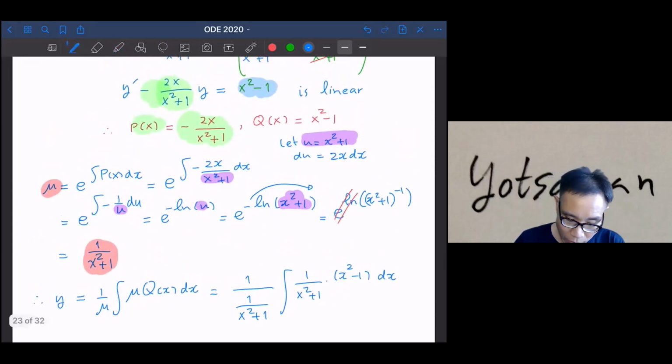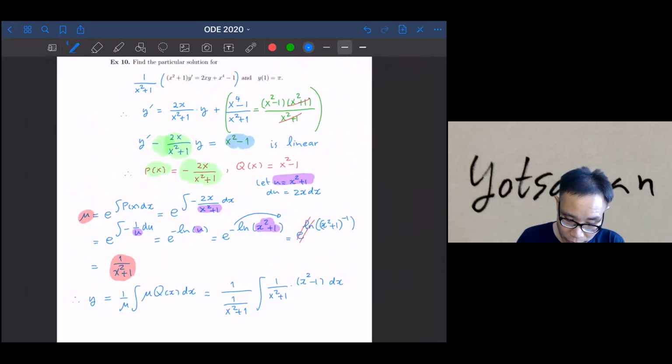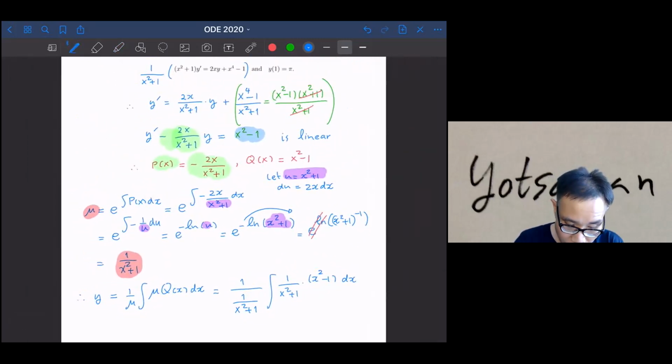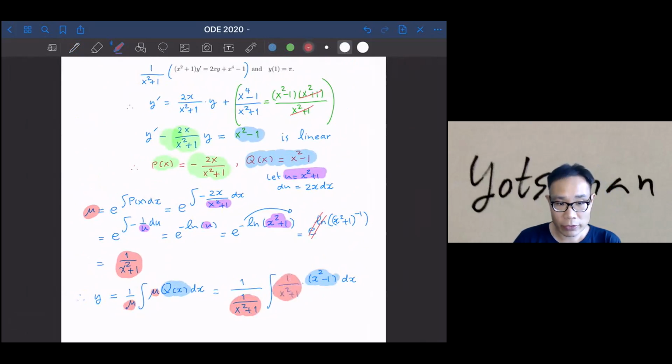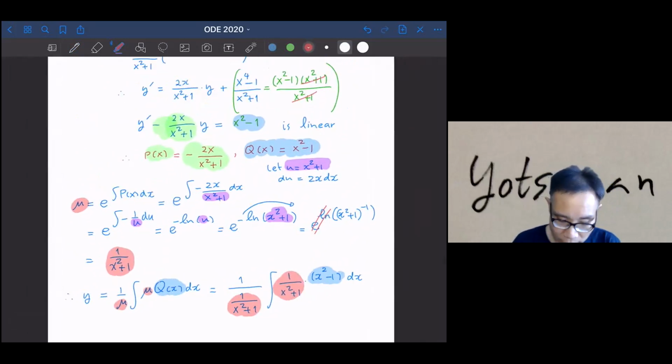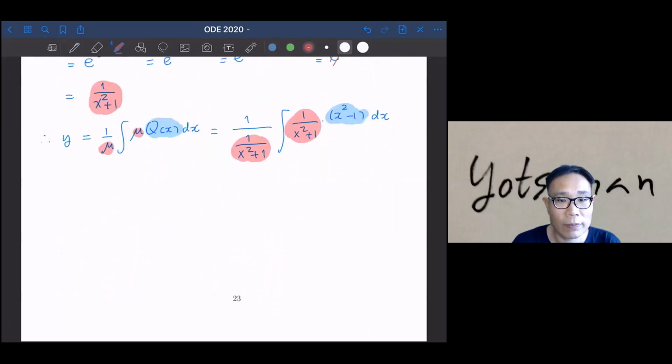Where is my Q(x)? My Q(x) is the blue guy up here. So that is your Q(x), and this is your mu. I just basically put them into the formula.